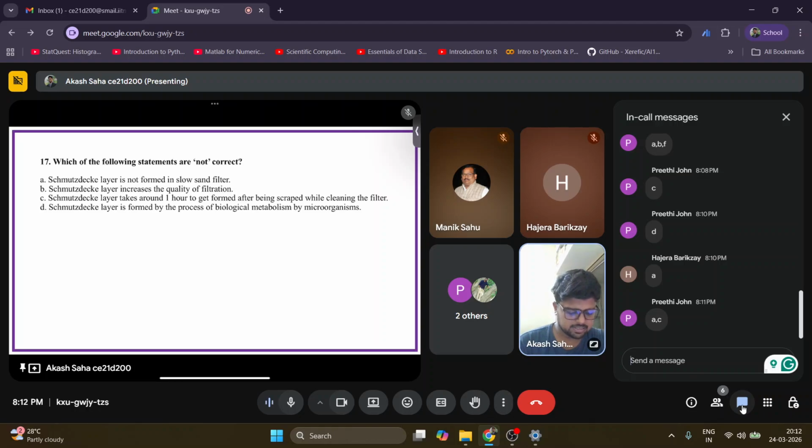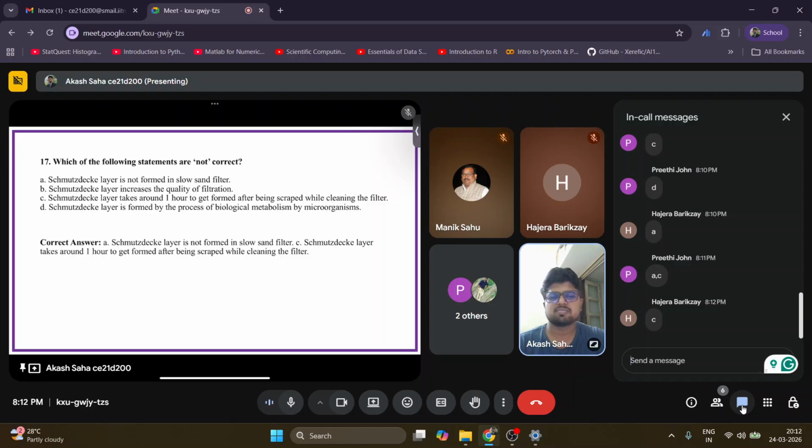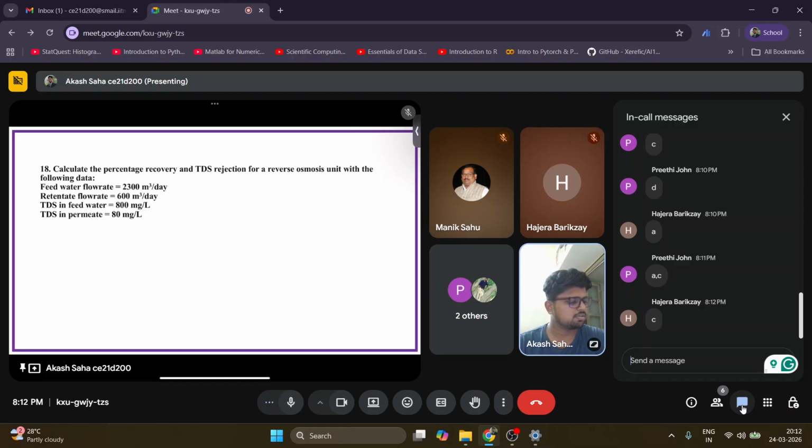So yes, A and C are correct. Okay, this is very simple because fruit are formed in slow sand filter and it doesn't take around more or it takes much. Okay, so moving forward.